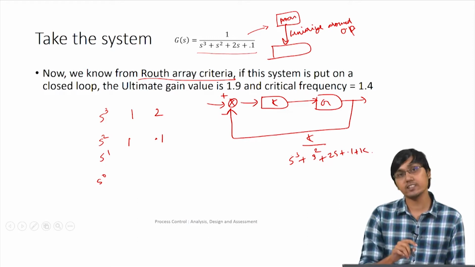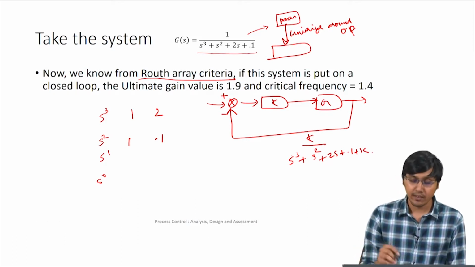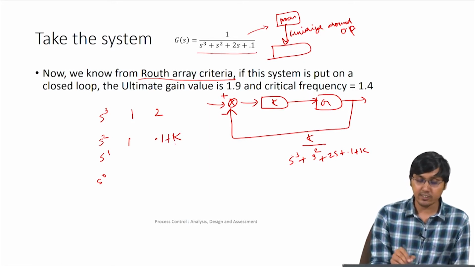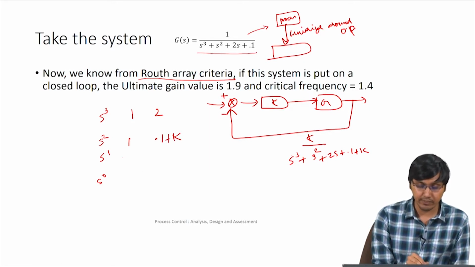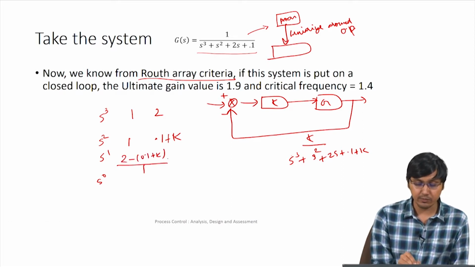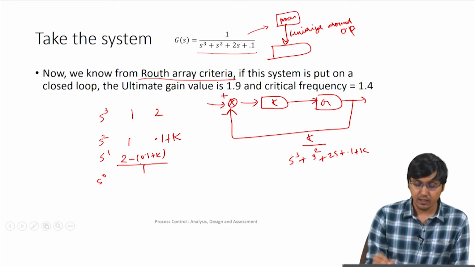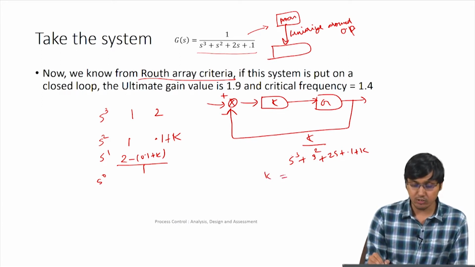That's what we already saw in the previous lecture, but we are writing it down again. We also saw that the first-column term becomes 0 when you have 2 minus (0.1 plus k) by 1. If this is positive, it doesn't matter. So if you equate this to 0, we get k equal to 1.9.